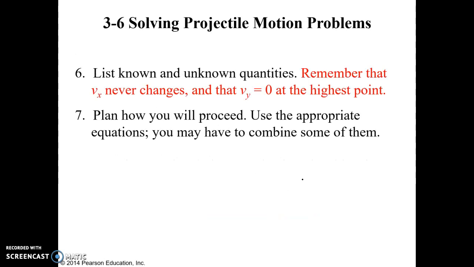List out what you know and what you don't know. Remember that the horizontal velocity doesn't change, and that at the highest point, the vertical velocity is 0. Then choose which equations you're going to want to use, and you may need to use several in combination. It might not just be as simple as choosing one equation. So in the next video, we'll start looking at a projectile motion example problem, example 3.5.